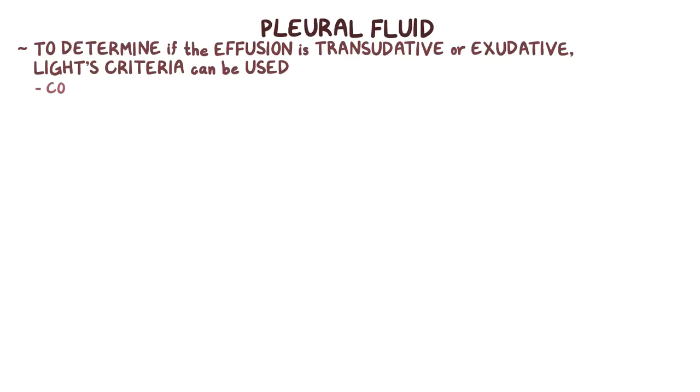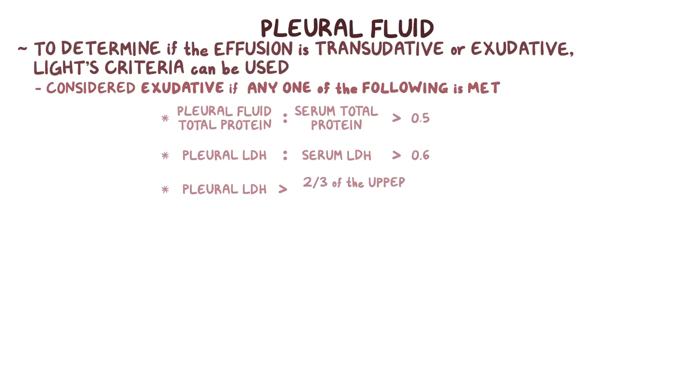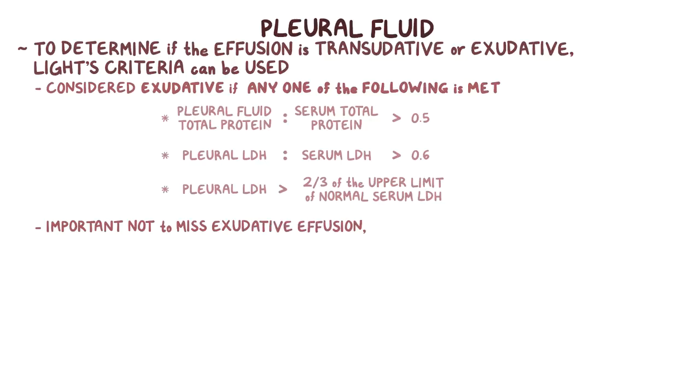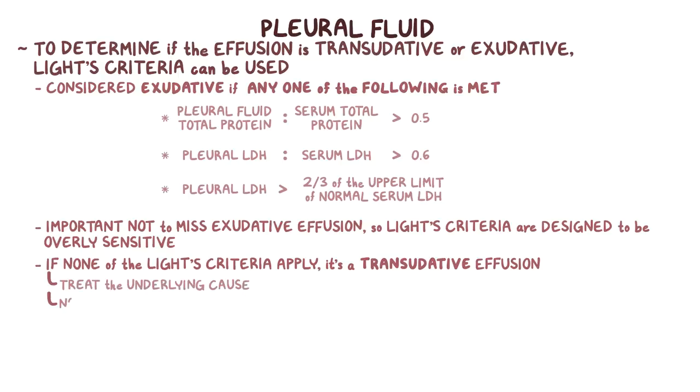Now, to definitively determine if the fluid is transudative or exudative, we can use the Light's criteria. Pleural fluid is considered exudative if any one of the following are met: a pleural fluid total protein to serum total protein ratio more than 0.5, a pleural lactate dehydrogenase, or LDH, to serum LDH ratio more than 0.6, or a pleural fluid LDH more than 2/3 of the upper limit of normal serum LDH. It's very important that you don't miss an exudative effusion, so the criteria are designed to be overly sensitive. Now, if none of the Light's criteria apply, it's a transudative effusion.